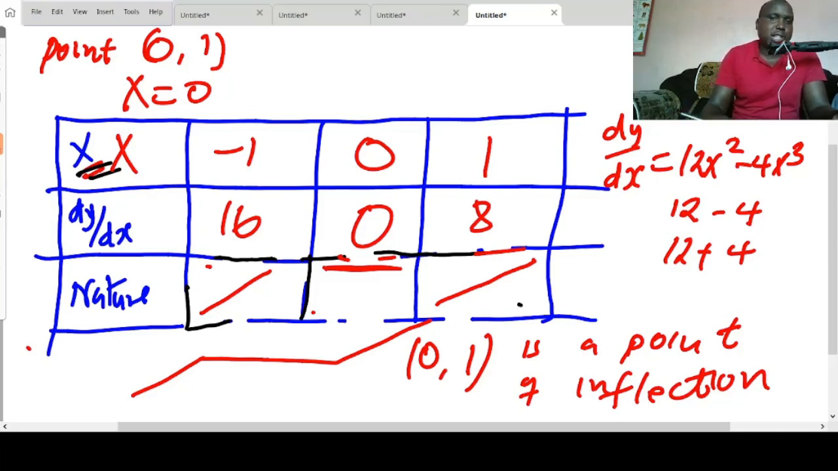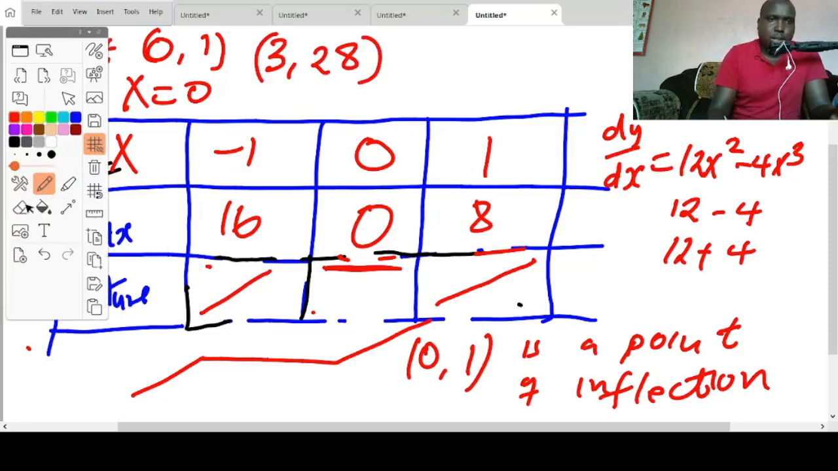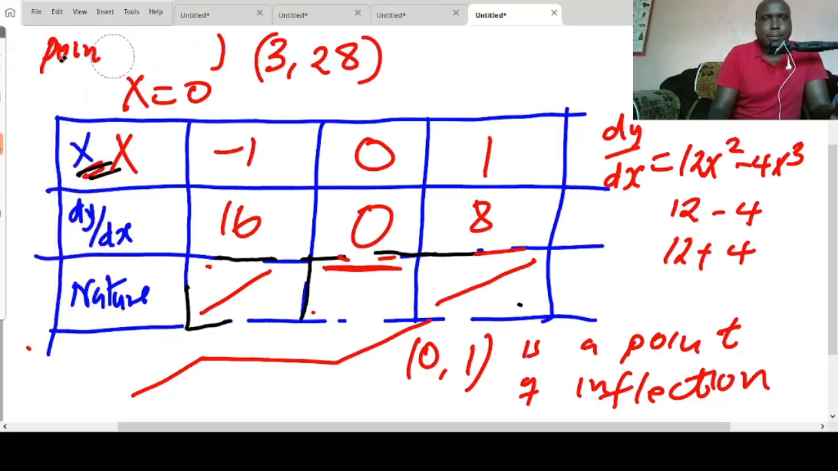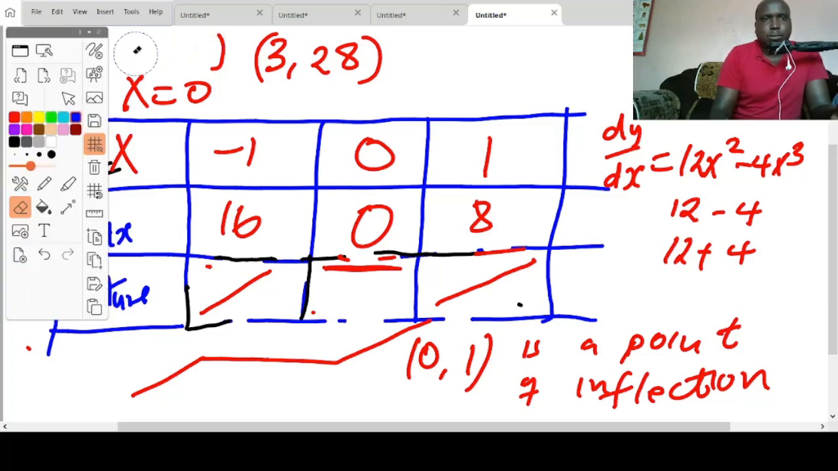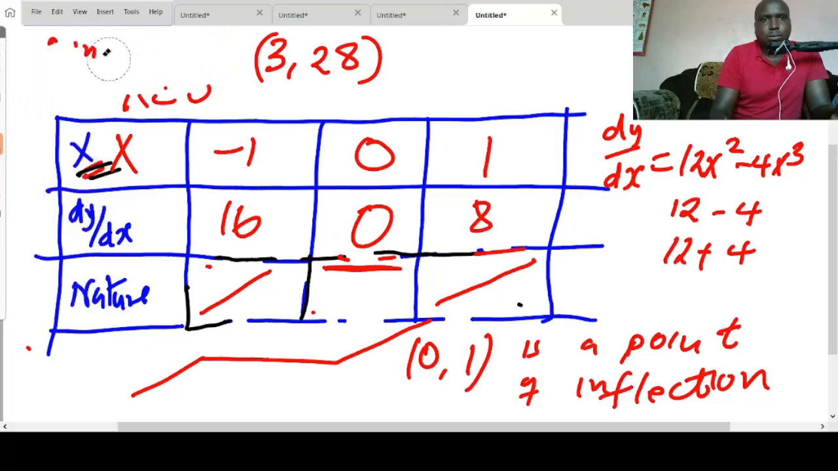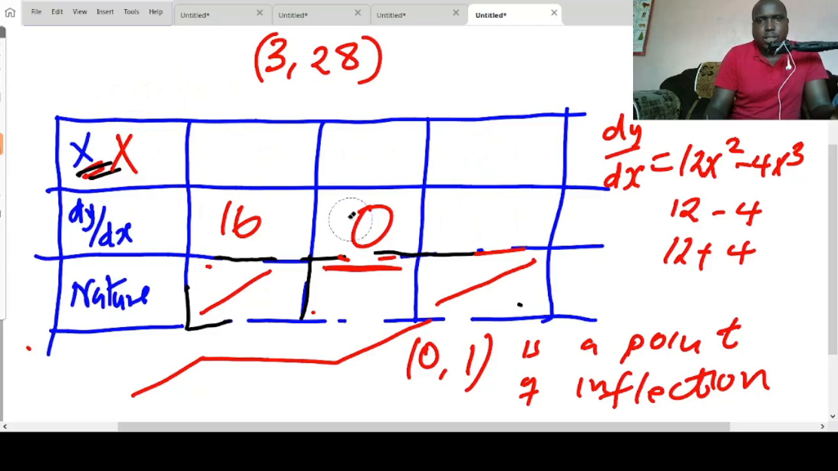So we are remaining with the 2 marks to check for the other one. The other point was 3,28. That is the one we check tuone kama ni maximum ama ni minimum na tupate marks yetu 10. So let me delete this one here. Inside here, you clear everything because they are not going to be the same. Everything is unique here.